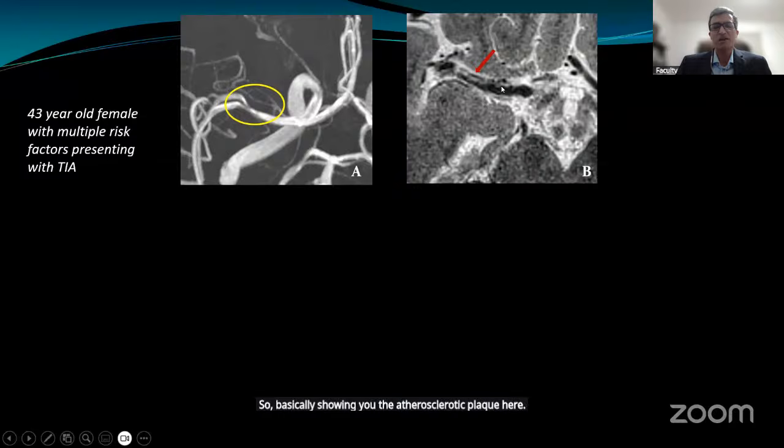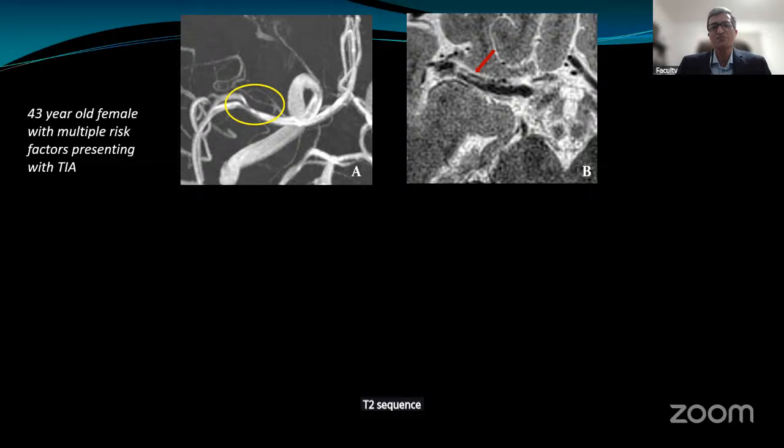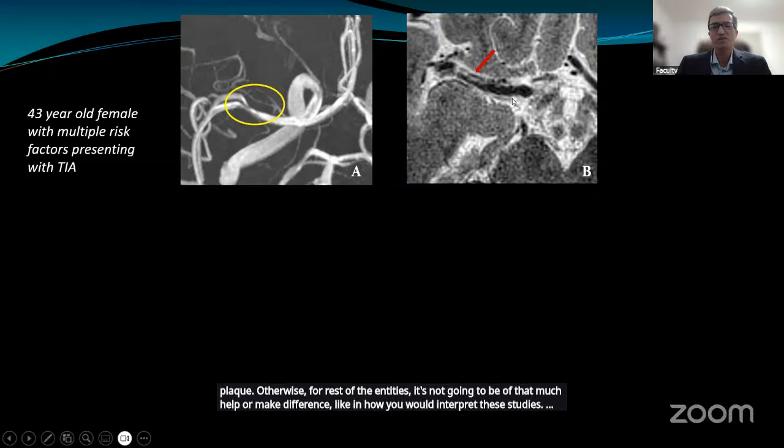But remember, our protocol does not include a T2 weighted sequence, just to keep time. We don't want the time penalty. So that's why we don't do the T2 sequence. The T2 sequence helps only in characterizing the atherosclerotic plaque. Otherwise, for the rest of the entities, it's not going to be of much help or make a difference in how you interpret these studies. Okay, so that's why we usually don't do the T2 sequence in our protocol.